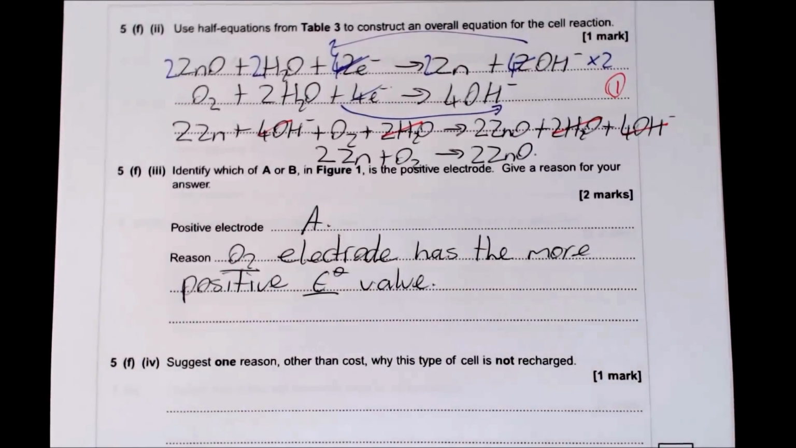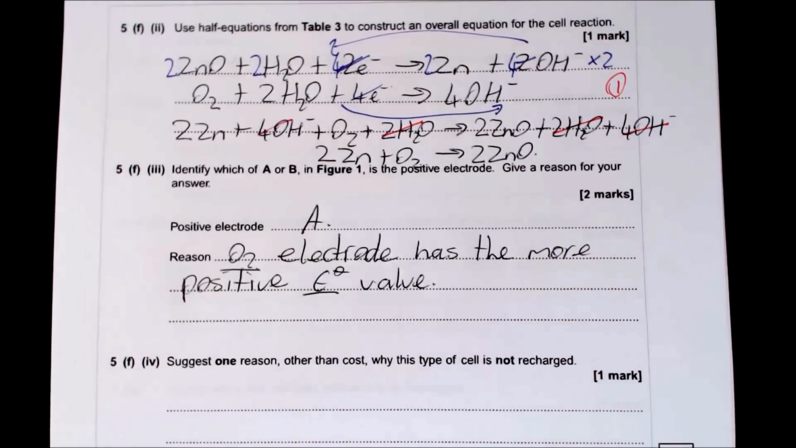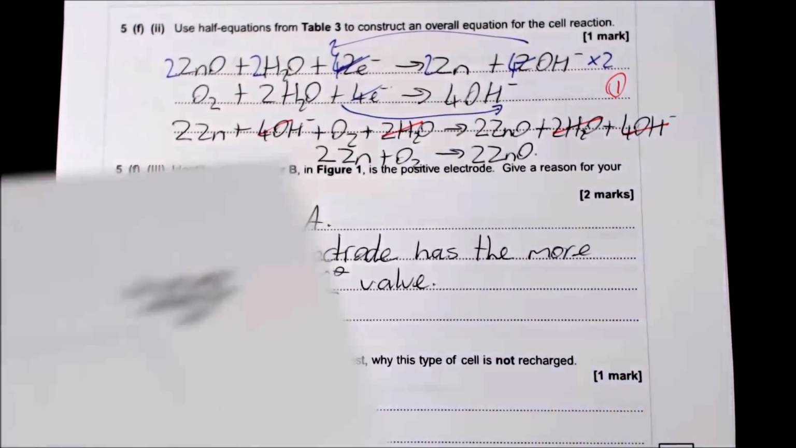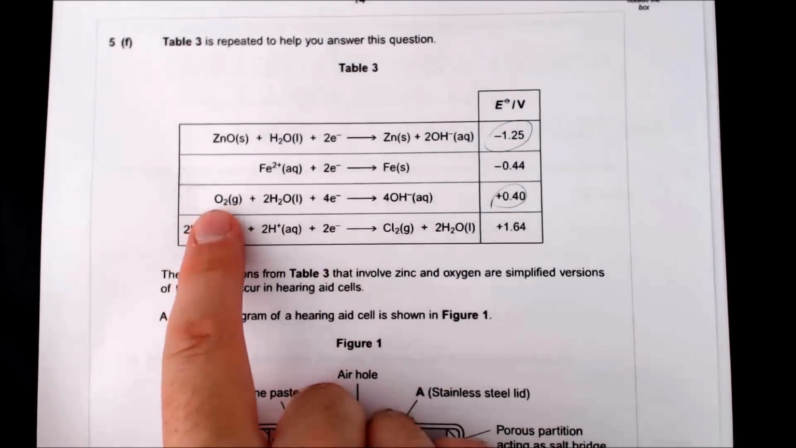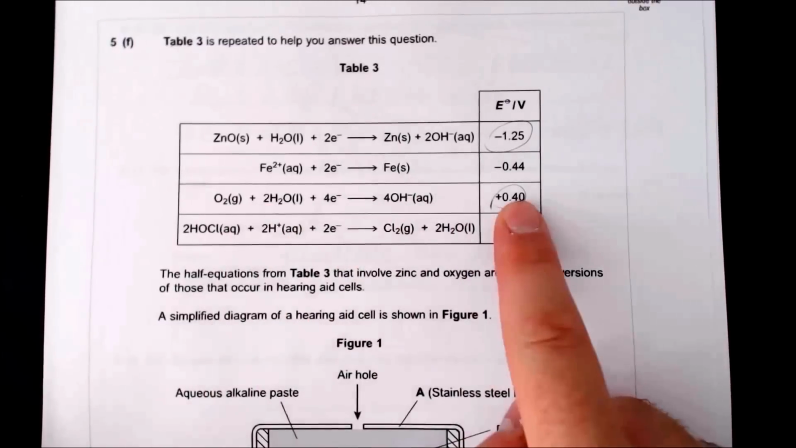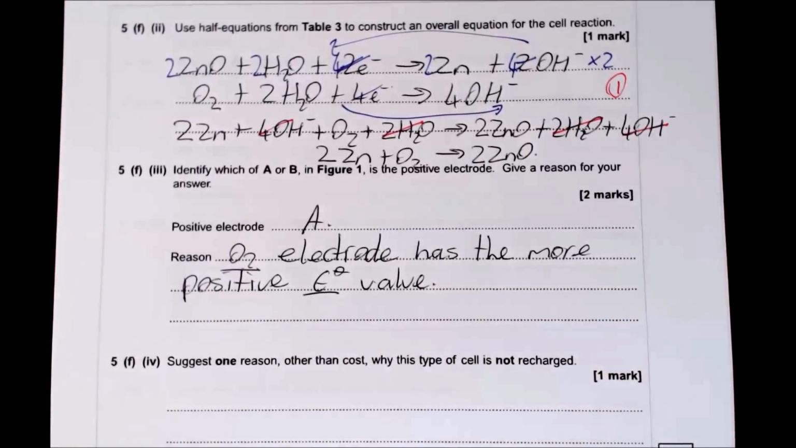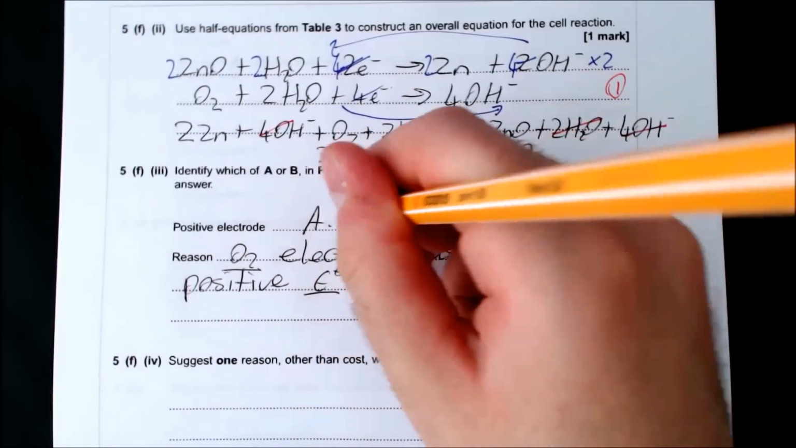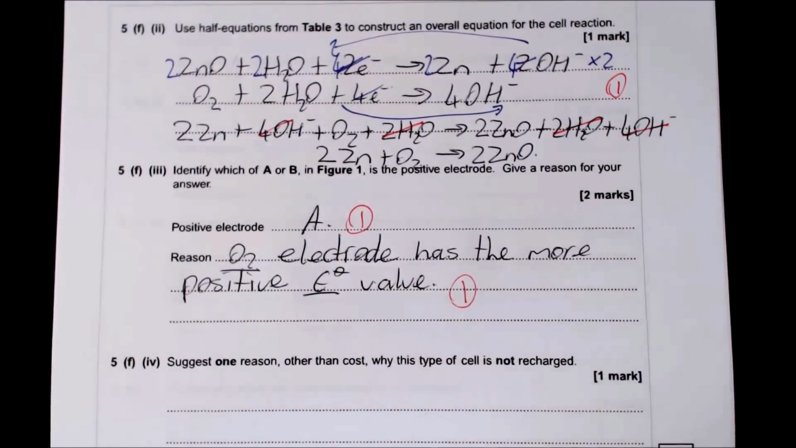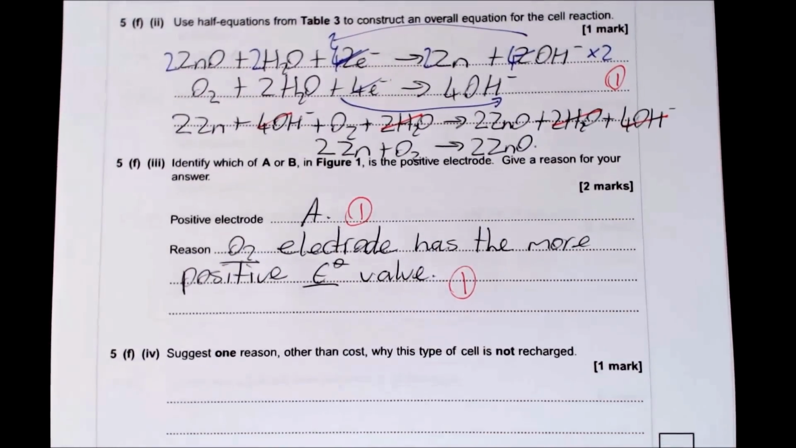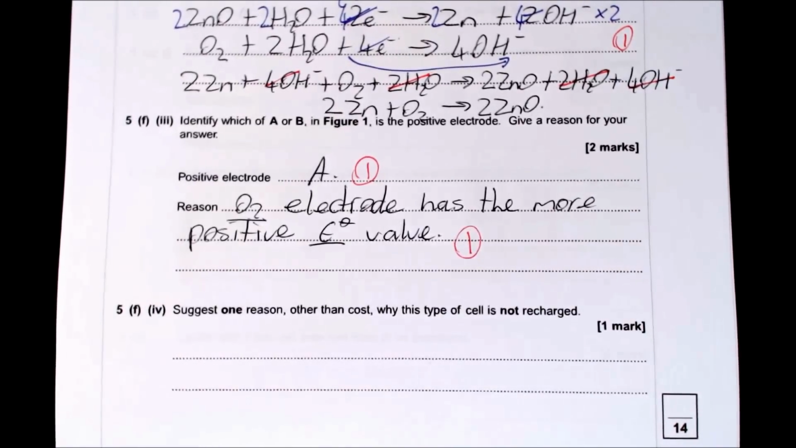Alright, okay, so when I talk about the O2 electrode, I'm talking about this one here. So that's the one with the hydroxide in. So it's this one here, that's the most positive. Okay, so 2 marks there. So we get 1 for putting A and 1 for that one as well there. Okay, and then on to the last bit of this question here.